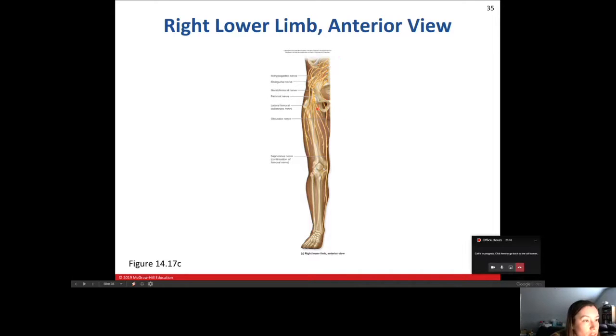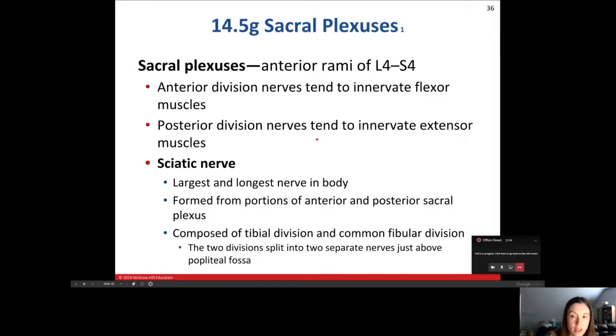And then as the femoral nerve keeps going down, it's eventually going to become the saphenous nerve, but you don't need to know that for this identification-wise. Now, the last one is the sacral plexus. The sacral plexus is made of the anterior rami of L4 through S4, and it makes up the sciatic nerve, which is the longest and largest nerve in the body, and it has 2 divisions. And the anterior divisions are going to be for the flexor muscles, and the posterior divisions are more the extensor muscles.